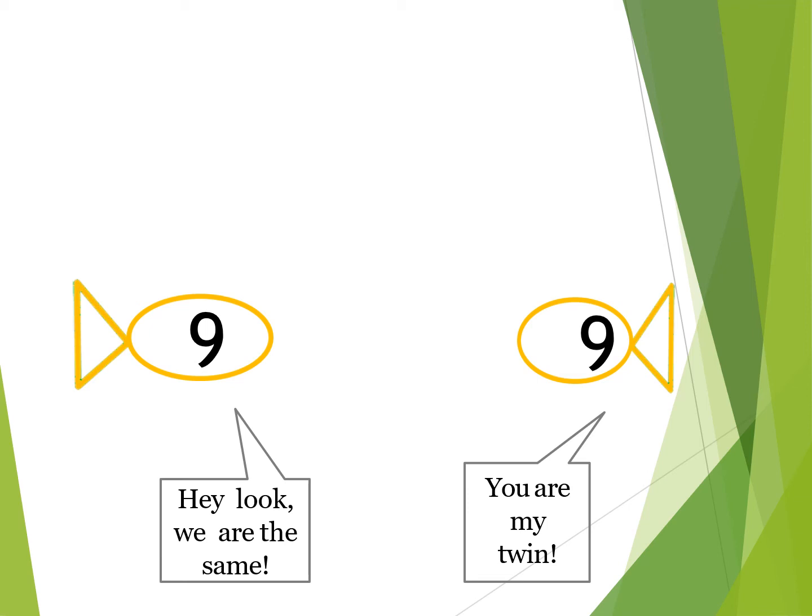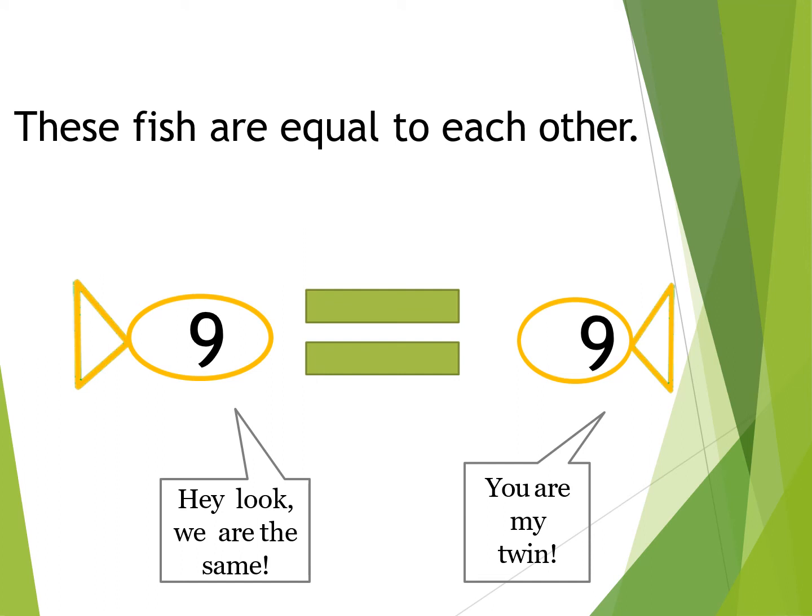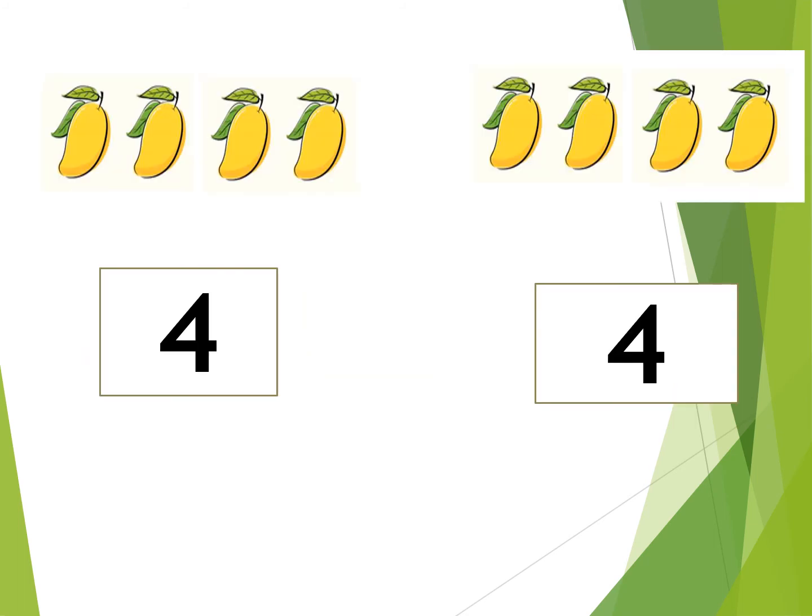But the secret for the alligator is, alligator always wants to eat the bigger number. So there is no bigger number. Both are equal. See the equal to sign, it is equal. So the alligator will not be eating any number. These fish are equal to each other. So the alligator slowly moves on.